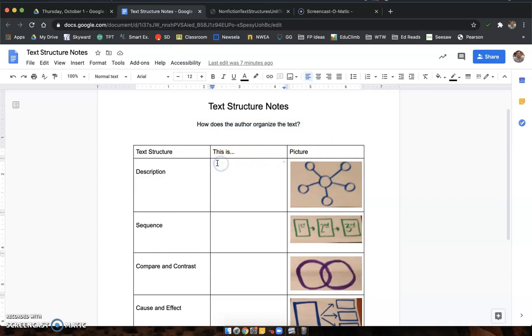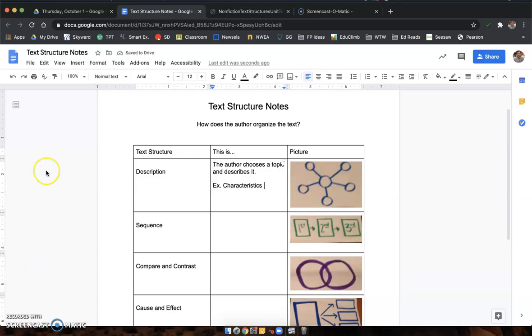Okay, so the first text structure is description. Okay, so description is probably one of the easier ones. Description is, okay, and I want you to make sure that you're writing this down on your notes as well. Okay, the author chooses a topic and describes it. Okay? So you might see a few examples here of things that you'll see in description text structure.